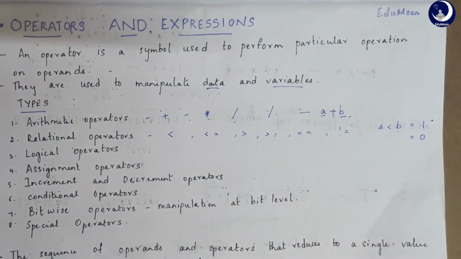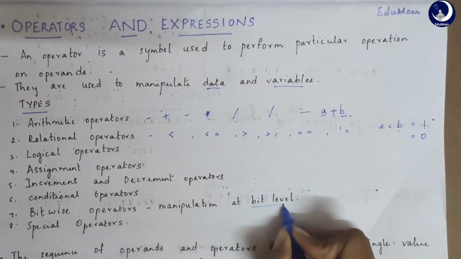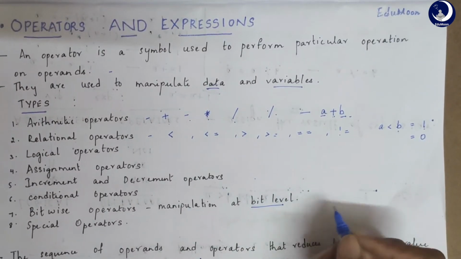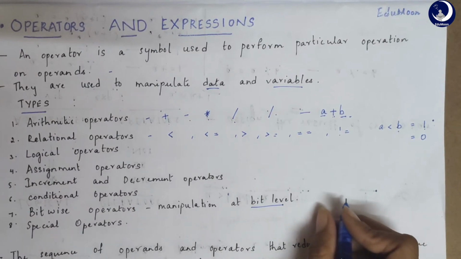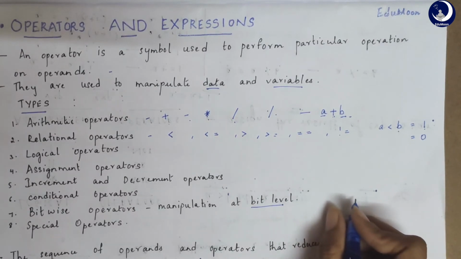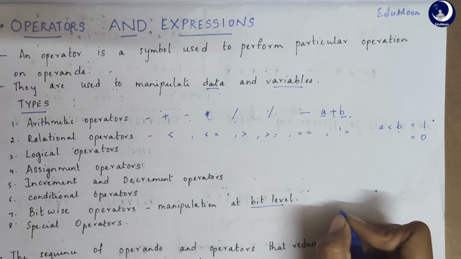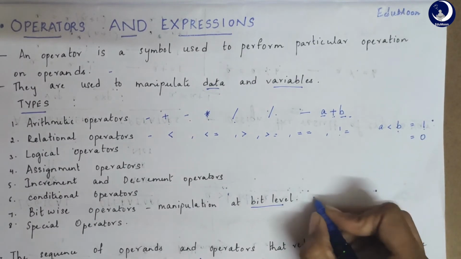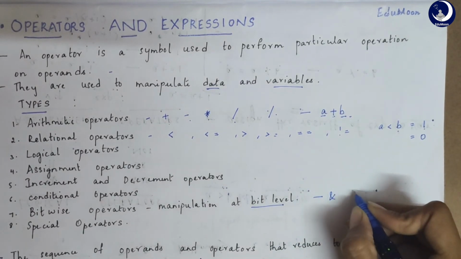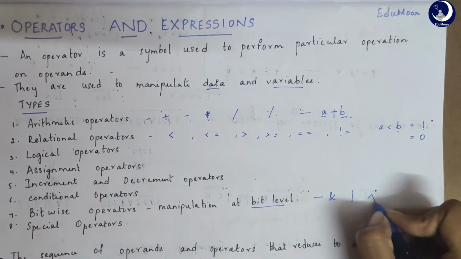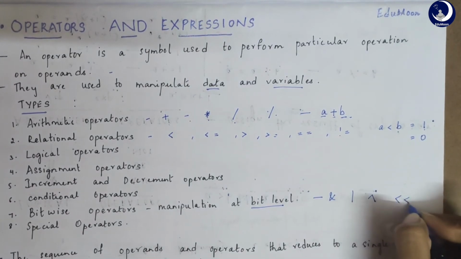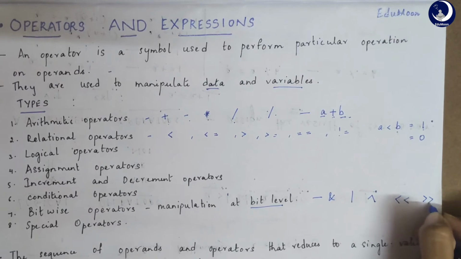Another type of operators are the bitwise operators. Bitwise operators manipulate data at bit level. These operators may not be applied to float or double. The bitwise operators are AND, OR, bitwise exclusive OR, shift left and shift right.